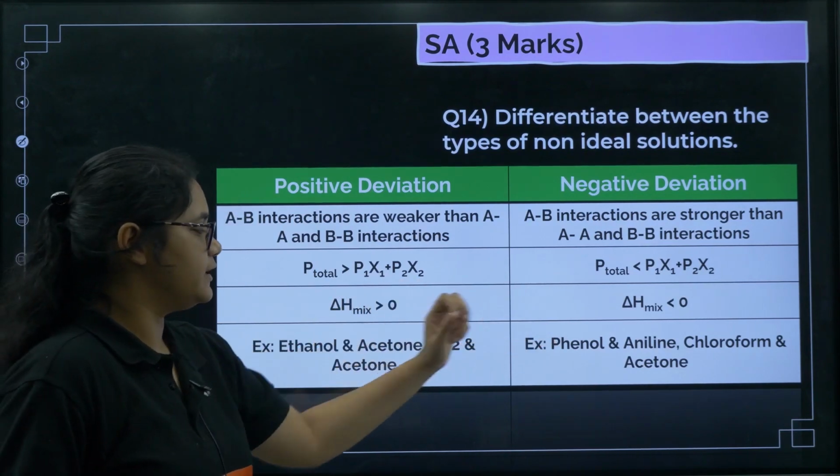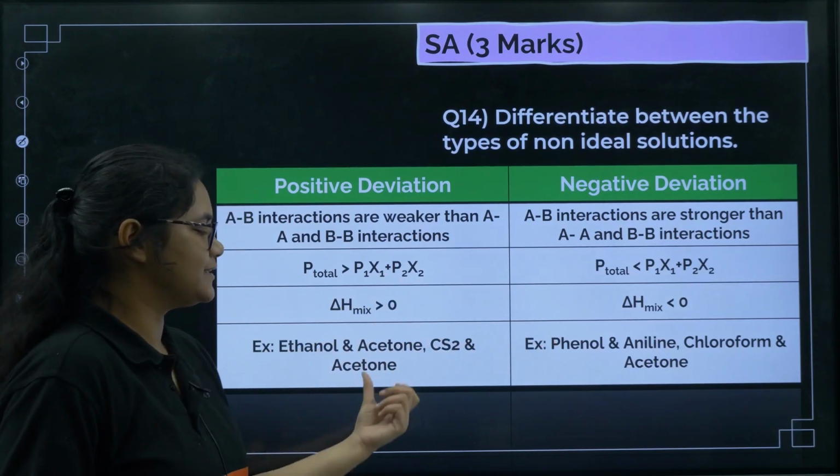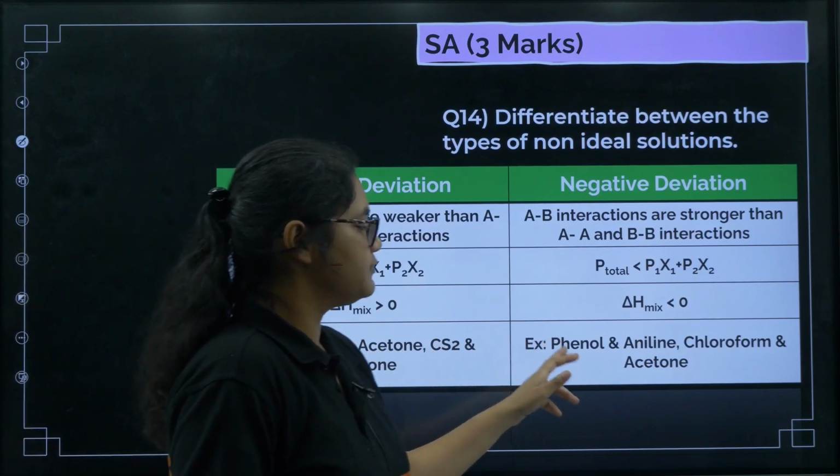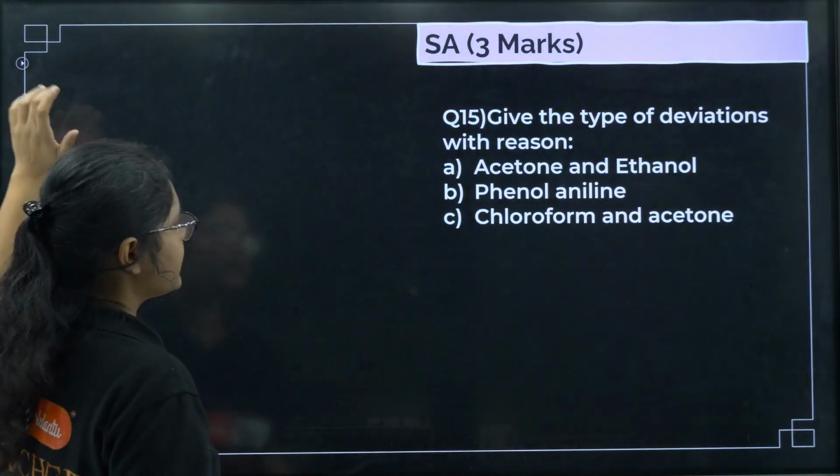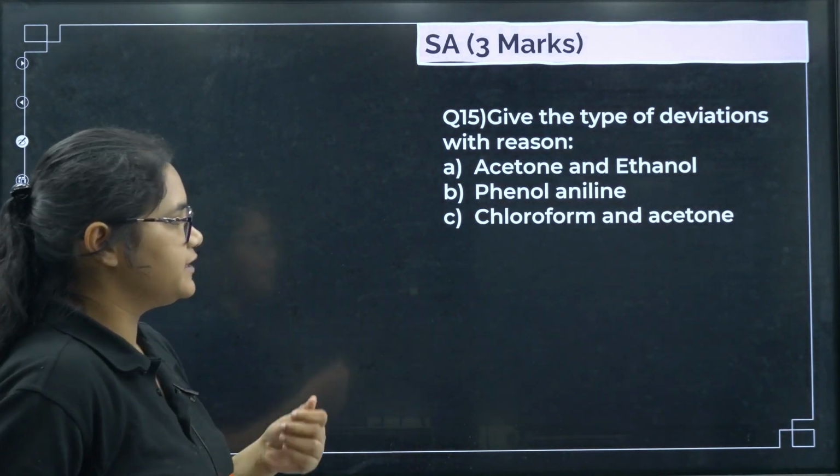Mix positive, it is negative. Example, ethanol plus acetone, CS2 plus acetone. It is phenol plus aniline and chloroform plus acetone. Okay. Next we have give the type of deviations with the reason.